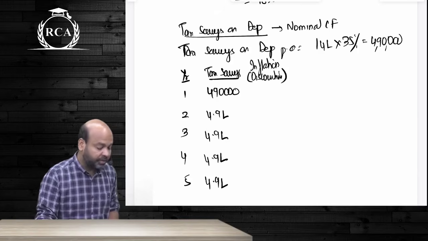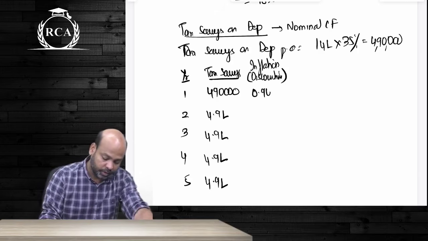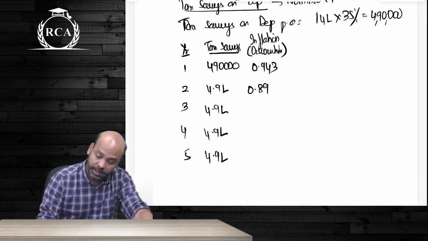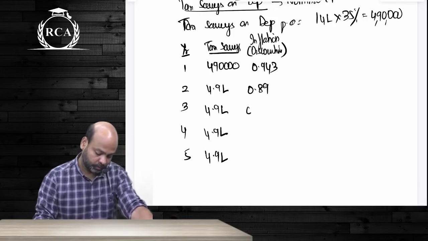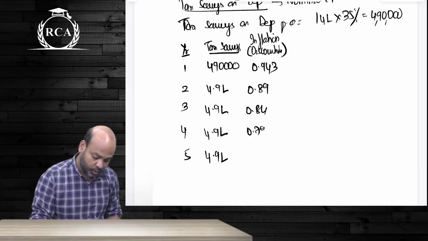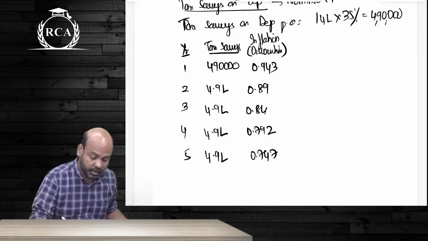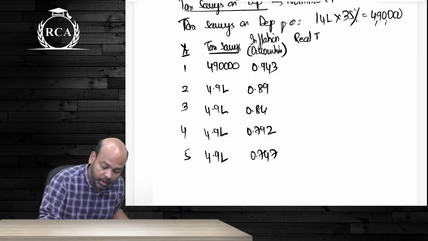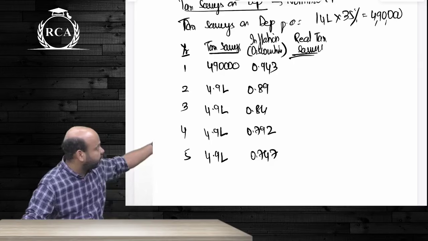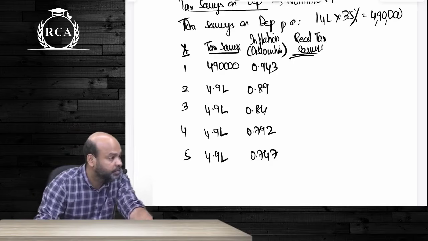What is the present value factor at 6%? What's the factor for the first year? 0.943. Next, 0.89. Next, 0.84. Thank you. 0.792 and 0.747. Once I multiply with these factors, what will I get, beta? Real tax savings, meaning tax savings in real terms. It was not that these were fake tax savings. Multiply, beta, and tell me what are the real tax savings.